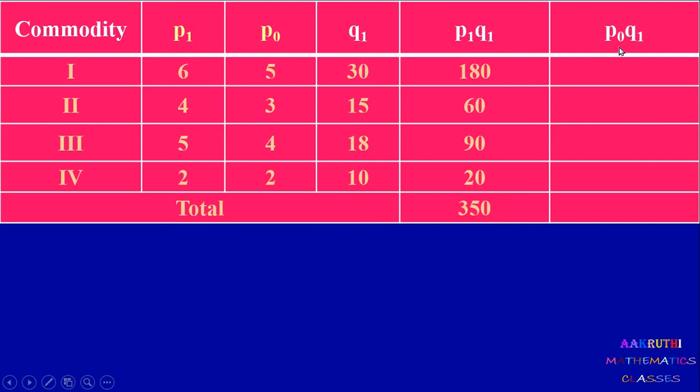Then we have to calculate P0 Q1. It is 5 into 30, which is 150. 3 into 15 is 45. 4 into 18 is 72. 2 into 10 is 20. Adding all these, we get summation of P0 Q1, which is 287. So summation of P1 Q1 is 350 and summation of P0 Q1 is 287.